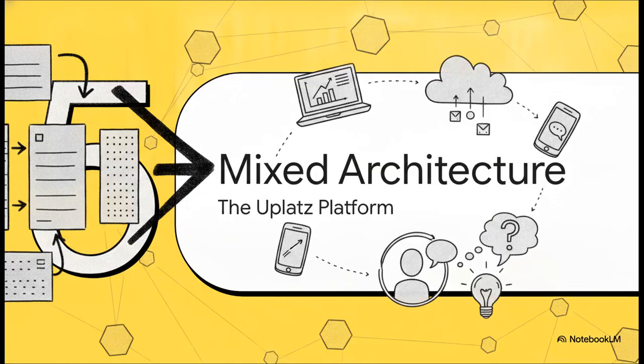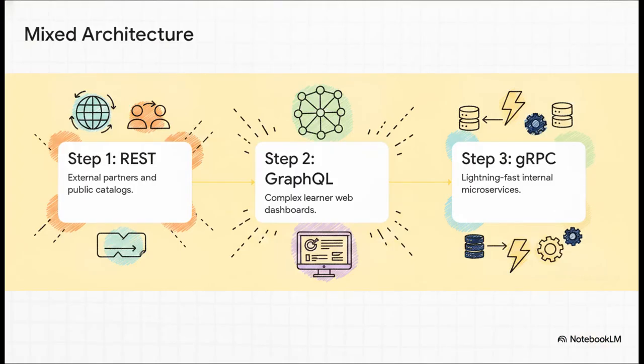Now for the final piece of the puzzle, part 5, building a mixed architecture. Let's look at how the best modern architectures actually combine all three of these. We're going to use a fictional app, let's call it the Uplatz learning platform, as a quick case study here. Here is how you build a true powerhouse platform. Step 1. You expose REST APIs for your external partners, your public websites, and webhook integrations, simply because it's universal and everybody understands it.